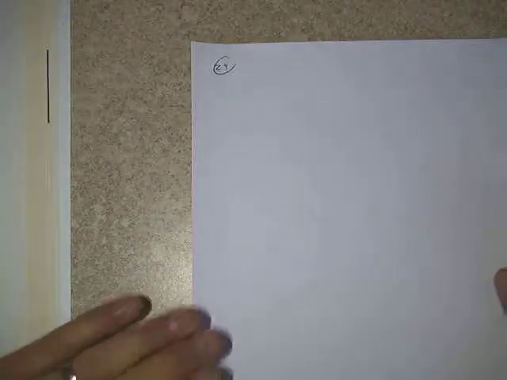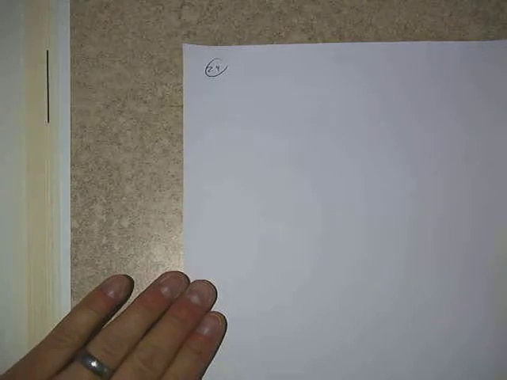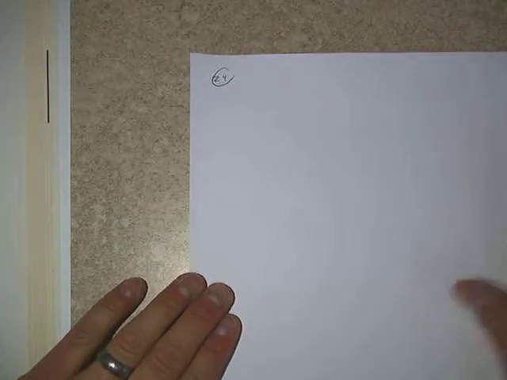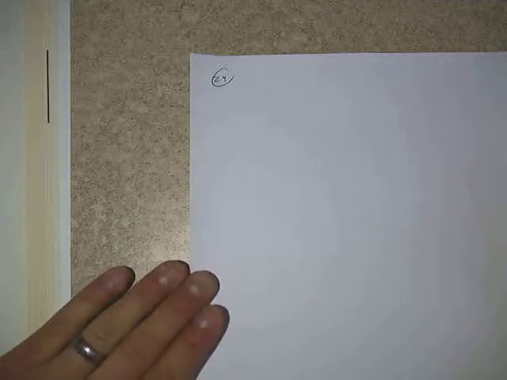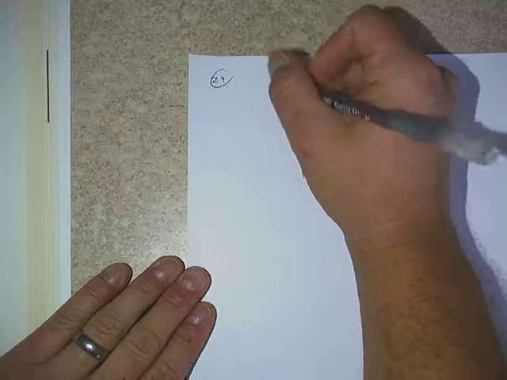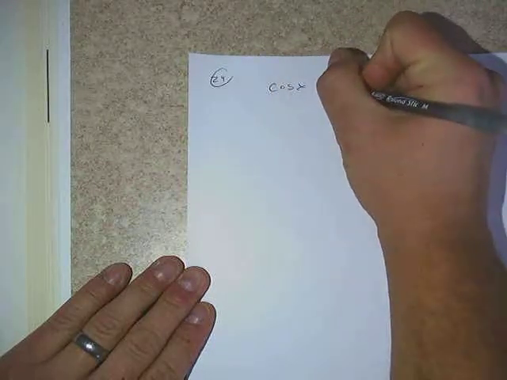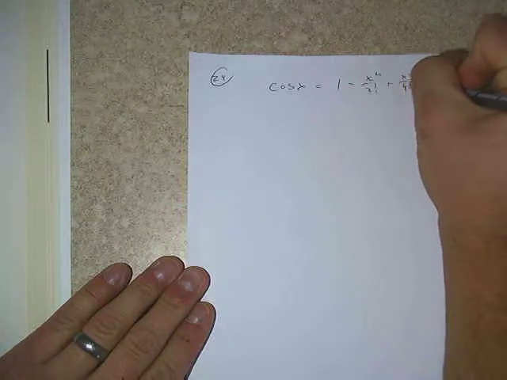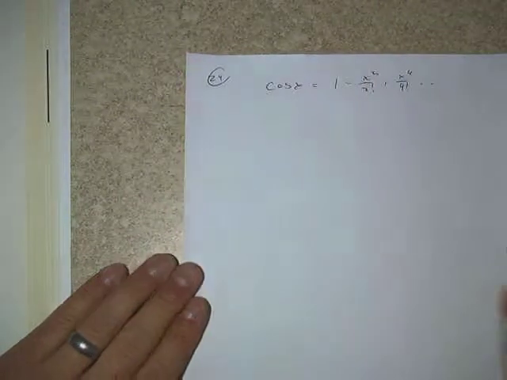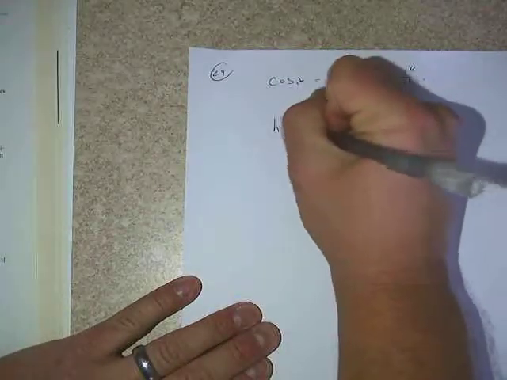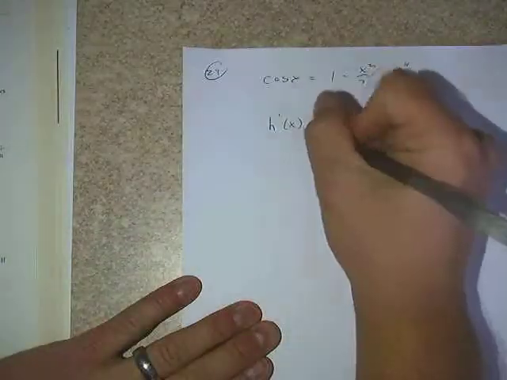24. Let's see. On 24, it says the Taylor series for cosine about x equals 0 is given. And it says if h is a function such that h prime is cosine of x cubed, then what is the coefficient of x to the 7th in the Taylor series for h about x equals 0? We know that in general cosine is 1 minus x squared over 2 factorial plus x to the 4th over 4 factorial and so on.